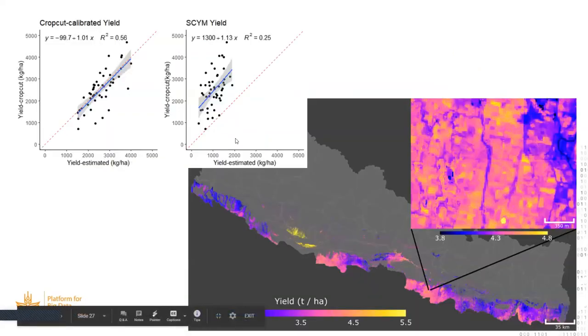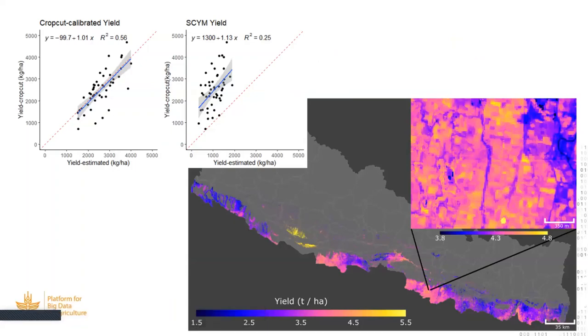Once we know where the crop of interest is growing, we can train and apply the yield models that I was talking about earlier. So in this case, we used two different methods for estimating yield and compared the two.